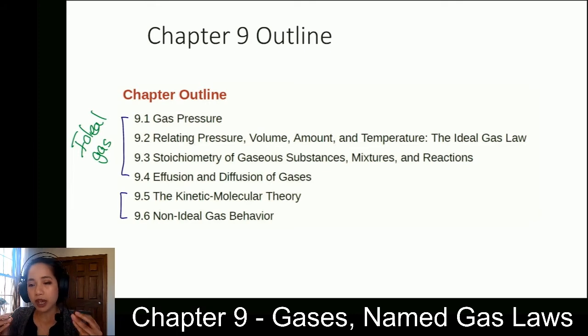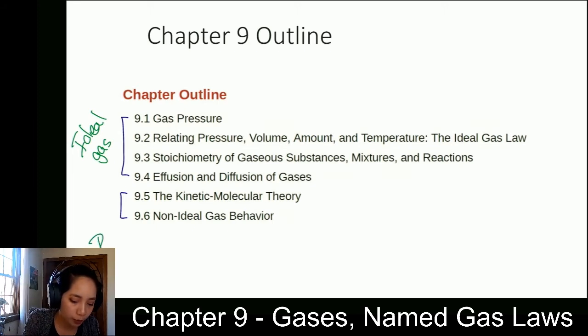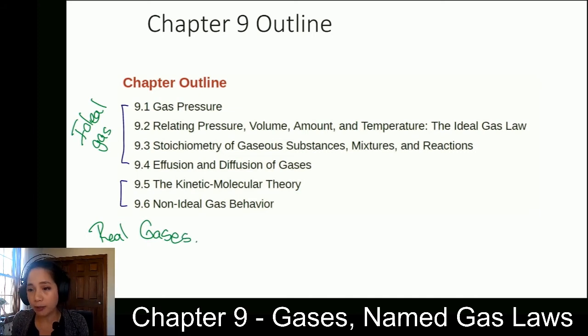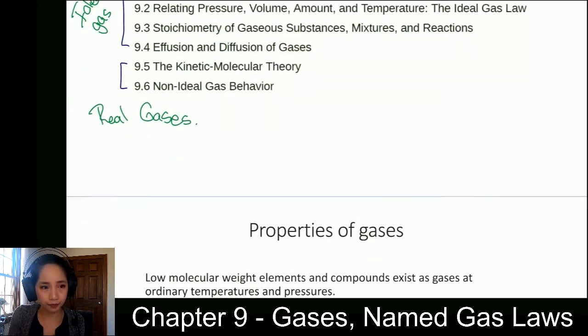But gases that exist in the real world don't always behave in this ideal manner. And so we do have to consider intermolecular forces and the actual volume of the particles. And this is what brings us to non-ideal behavior, or we can consider gases to be real gases. And so that's the last part of the chapter. So first, let's look at gases in an idealized manner.